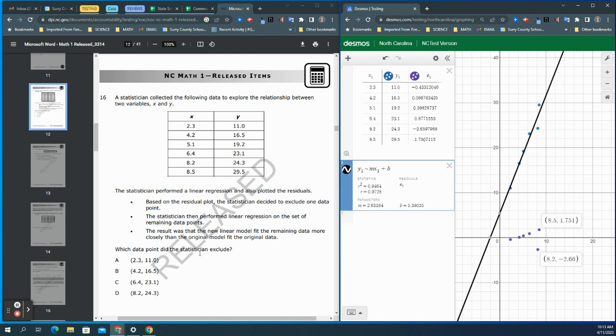The question asks, which one did they exclude? It's the 8.2 point, and here we go, D, 8.2 and 24.3. That was the one that was the farthest away here, with the blue dot away from the line. We can also look at the residuals and tell that it's farthest away here. It's 2.66 below the line, or we can look at the table here once we hit plot residuals to find the value here. Again, the answer would be D.